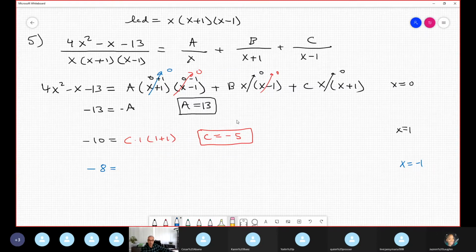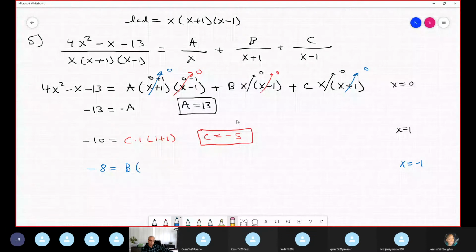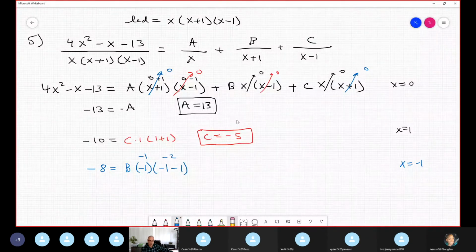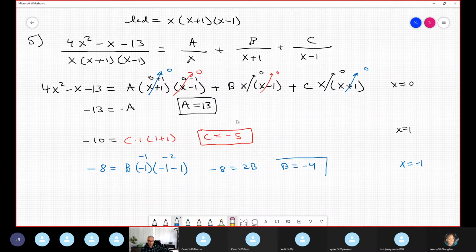It cancels out that part because negative 1 plus 1 is 0, and only B stays alive. B times negative 1 times negative 1 minus 1, no? That is negative 2. So this guy is negative 2, this is negative 1, together is positive 2, and minus 8 is equal to 2B, therefore B is negative 4, dividing by 2 on both sides.